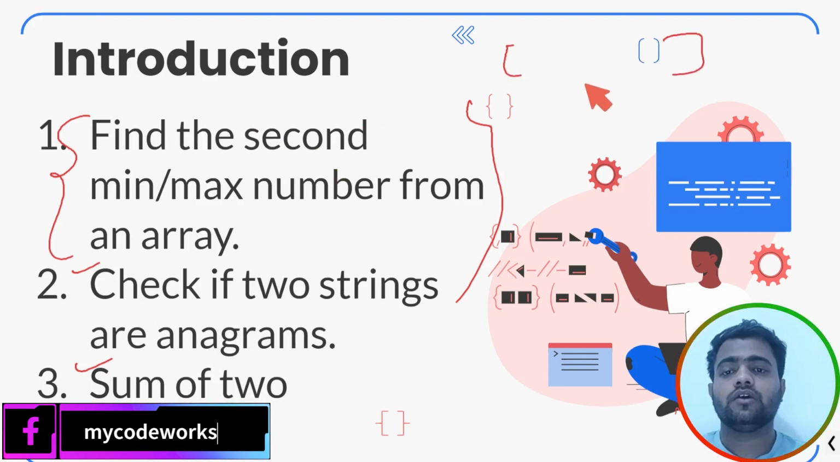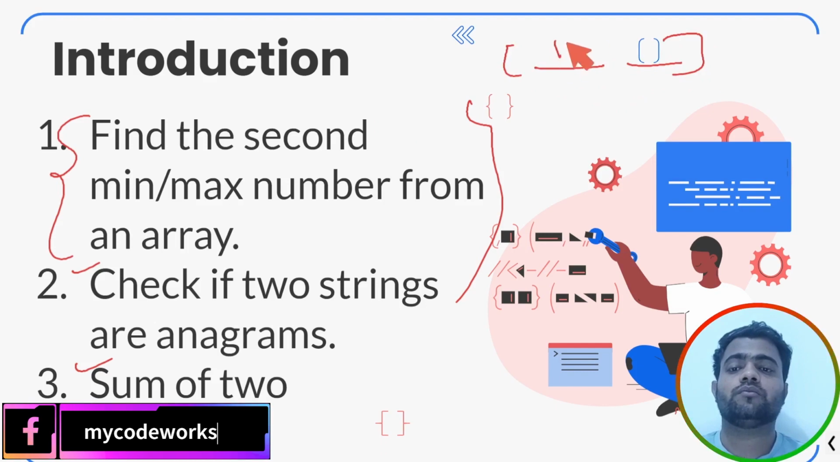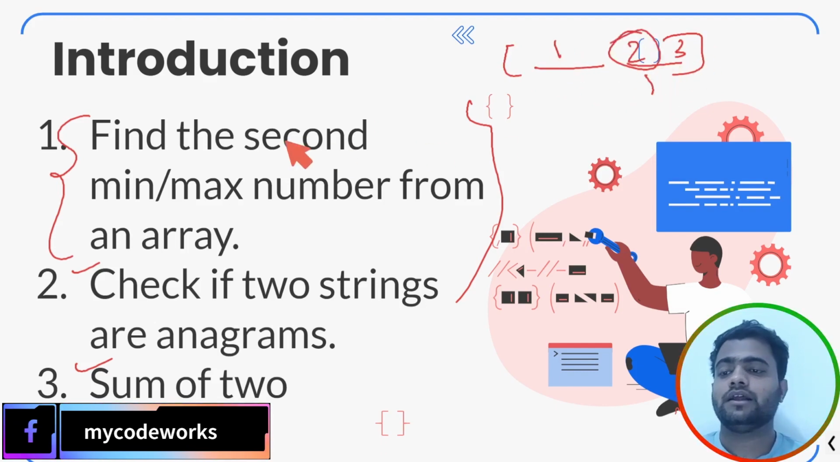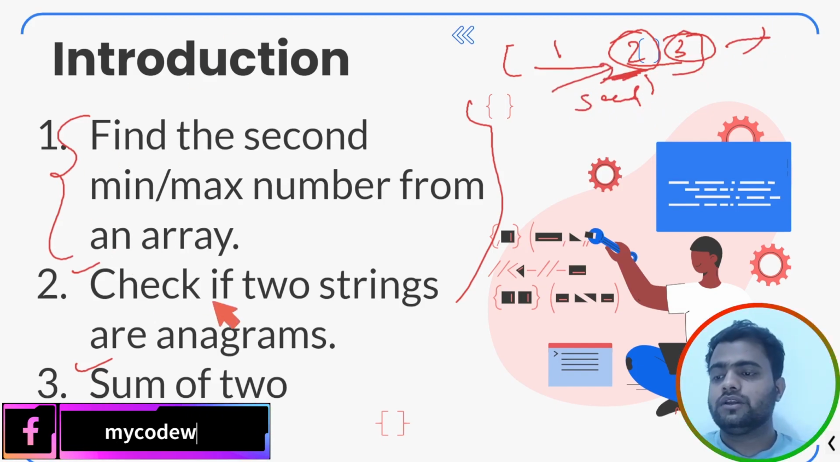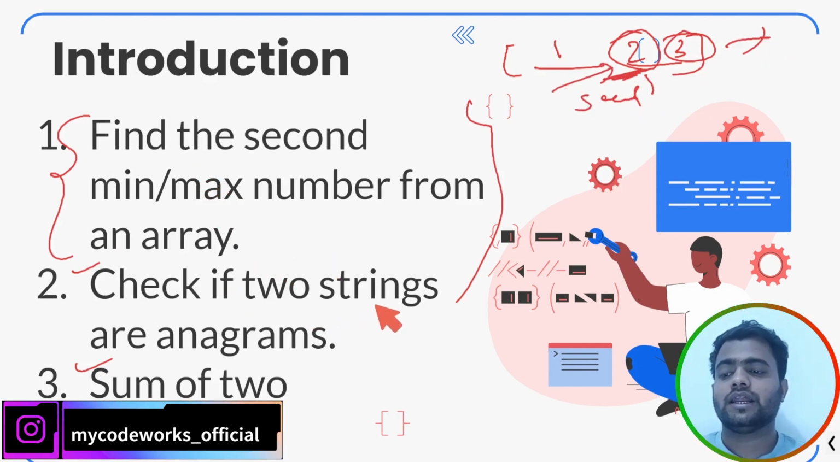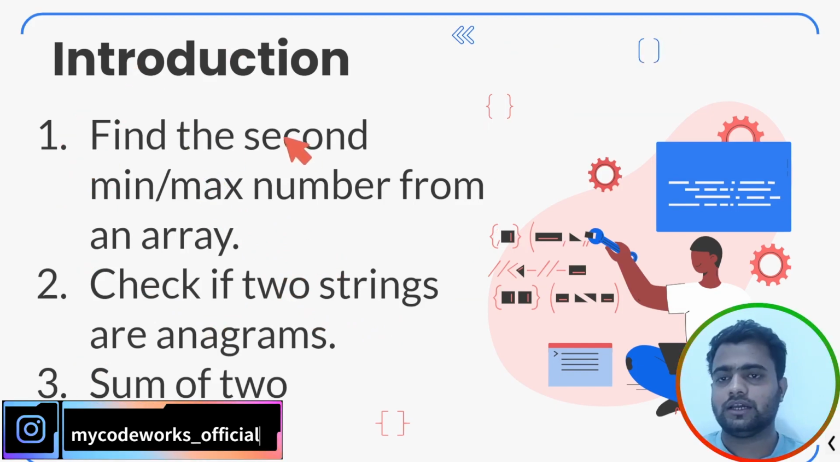So there will be an array and you have to find the second max. Suppose the first max is 3, then the second max is 2, right? So we have to return this 2, and if I say the maximum number, then 3 will be the max, but this is the second max. Another one we are going to work on is to check if 2 strings are anagrams. We'll see directly on the slide. Okay, let's clear this and move to the slide.